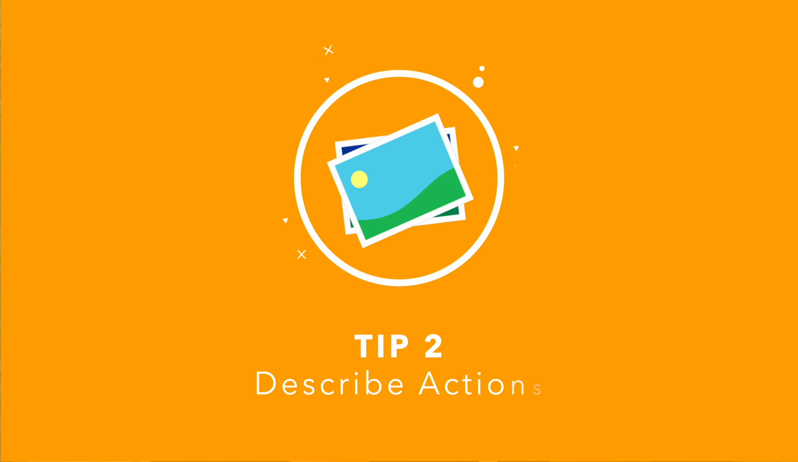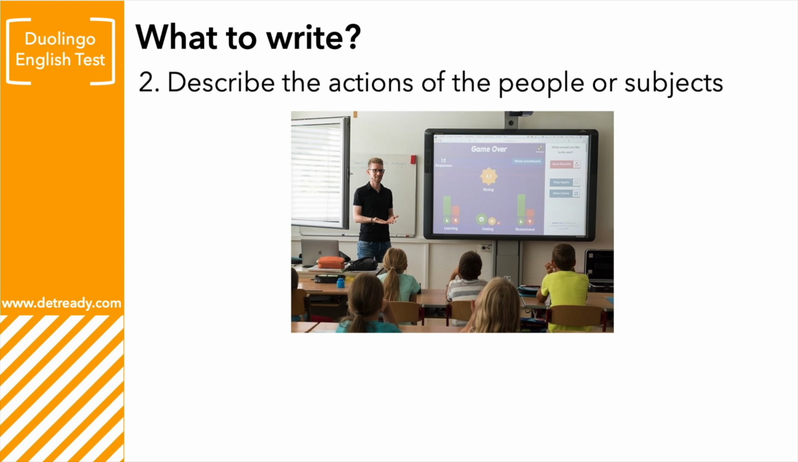Now let's move on to look at how you can write some more details in your answer. To get a good score, you will need to put some details in your description. And there are a few ways to do this, so let's take a look at these now. One way to add detail to your answers is to describe the actions of the people or the subjects in the photo. Most photos will have a subject, either a person, an animal, a vehicle, something like that.